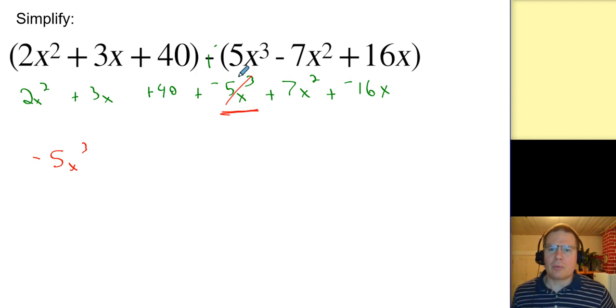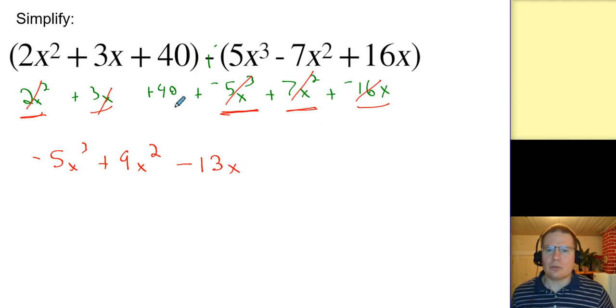Then I'm looking for my x squared terms. Oh, here's one, and here's another one. So I have a 2 and a positive 7. 2 plus 7 is 9. All right, done with those. And then I move on to the x to the first term. Here's a single x. Here's a single x. Positive 3, negative 16. 3 minus 16, negative 13. And then here's a 40, so plus 40.